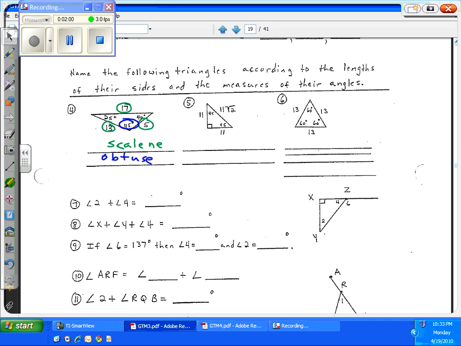Number 5 has 2 different names. Number 6, we could give 4 different names. And we'll let you think about those 4 different names. Okay?